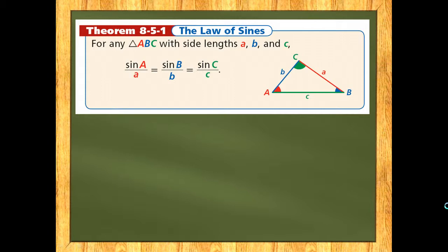For any triangle, and this means even if it's not a 90-degree or right triangle, with side lengths a, b, and c, the sine of angle A over the small length a, its opposite side, equals sine of B over its opposite side length, which equals sine of C over its opposite length. And you can see that I've color-coded here.